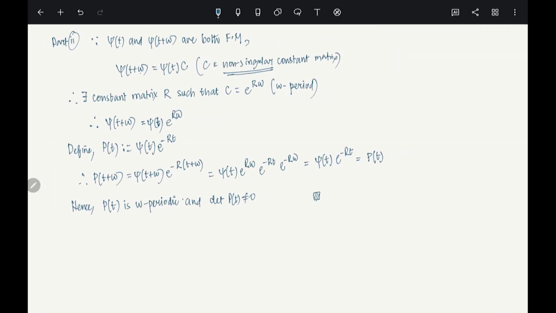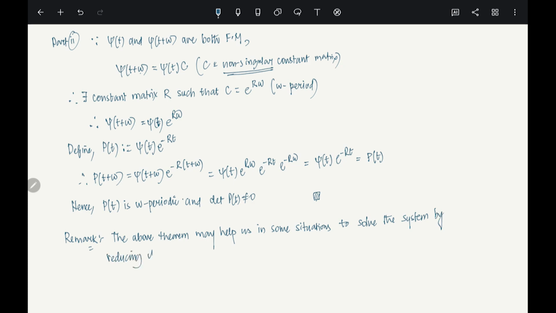Clear? Now, this is the important part. Why are we suddenly interested in this? That's the beauty here. Sometimes you can actually reduce the system. So this theorem, let me put it as a small remark: the above theorem may help us in some situations to solve the system by reducing it to a constant coefficient system.